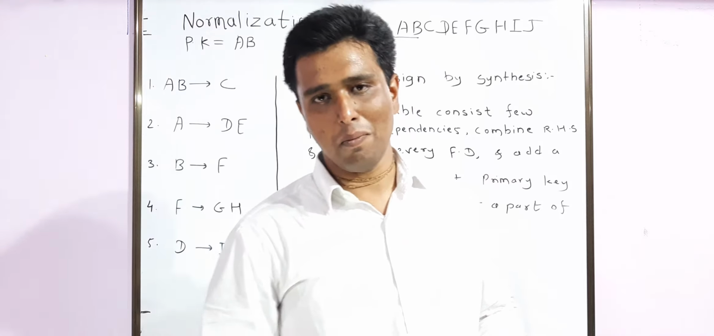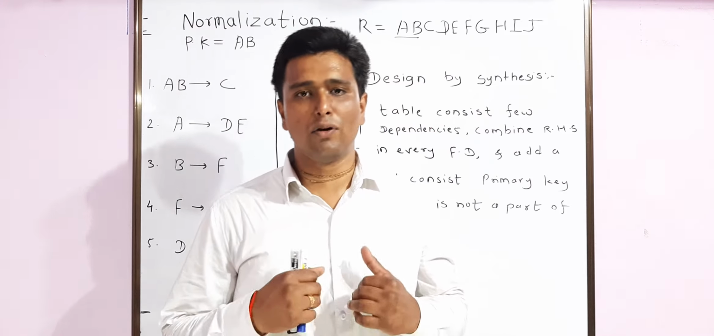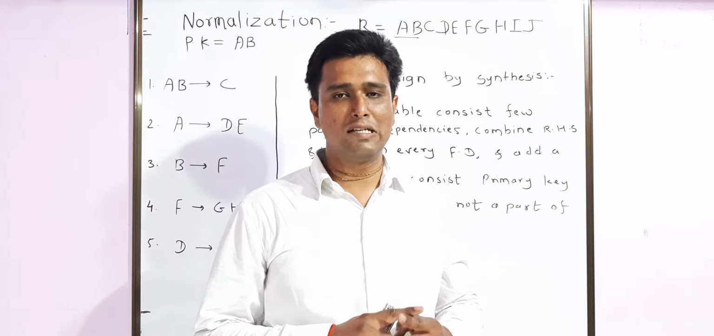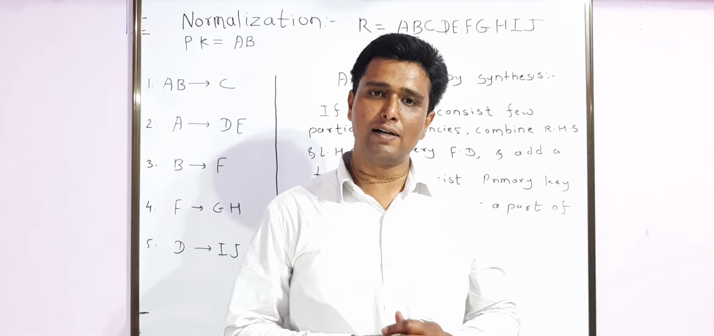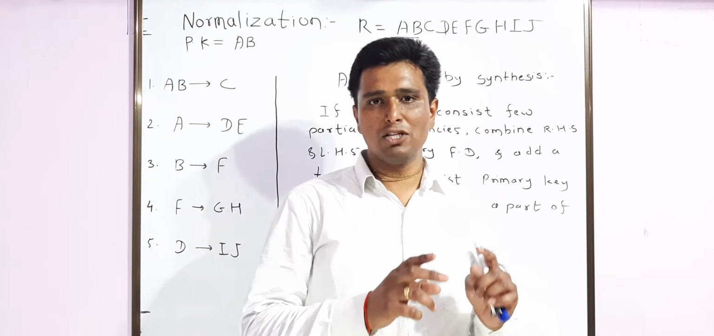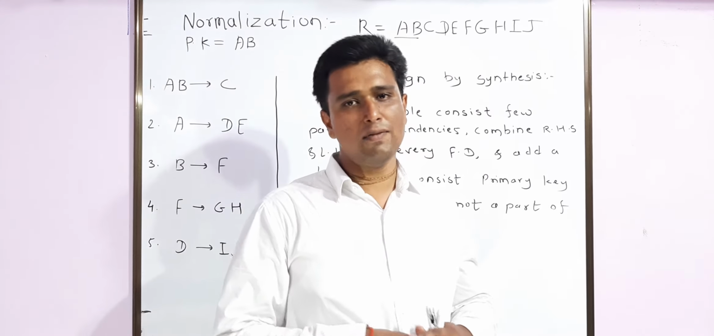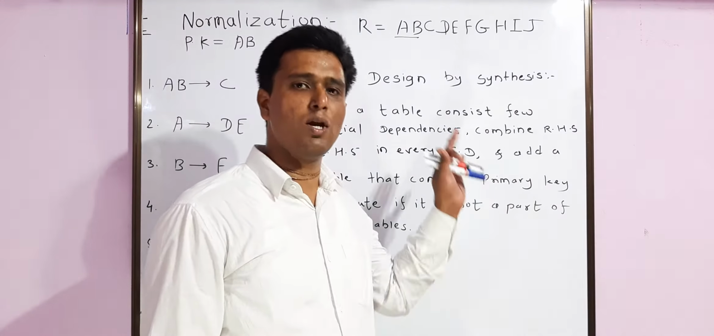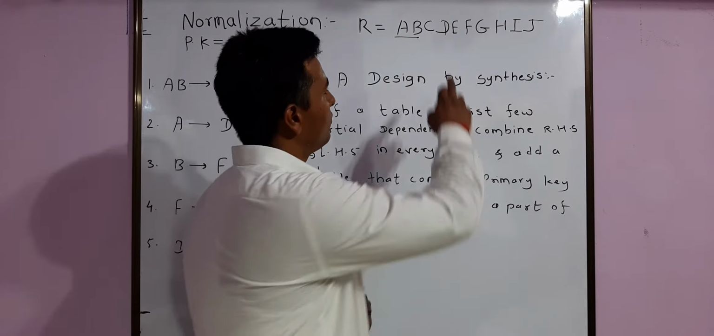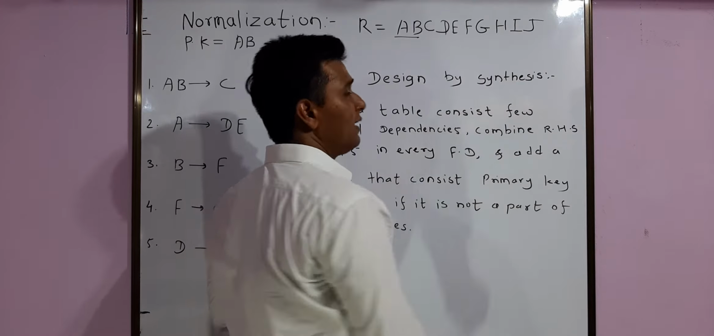Again I am repeating. Normalization is the process for eliminating the problems of insertion, deletion and modification, and in terms of that, it will solve the problem of redundancies. Now in normalization we will have one relation. Let's say we have relation R(A, B, C, D, E, F, G, H, I, J). That is one relation having 10 attributes.